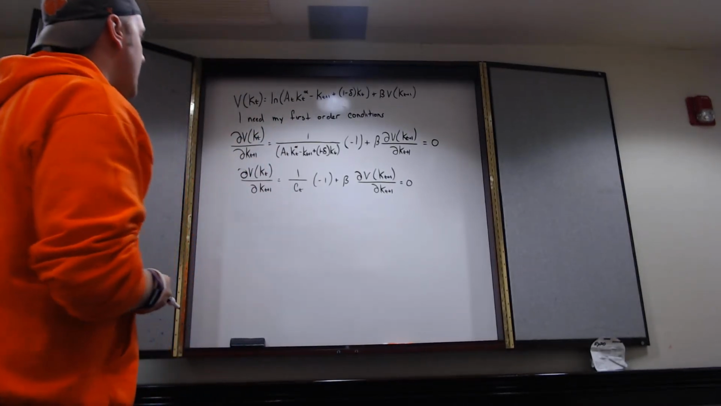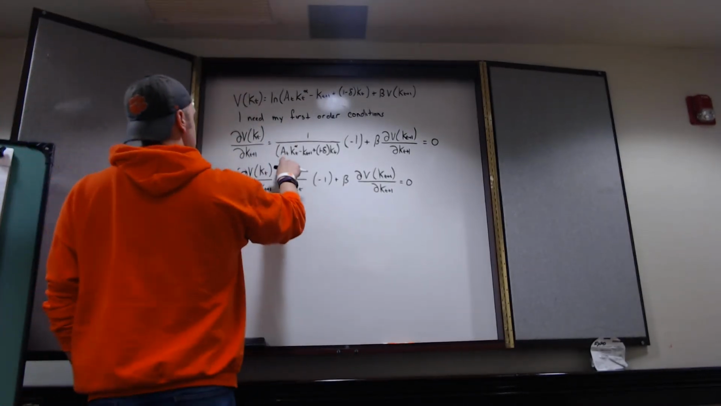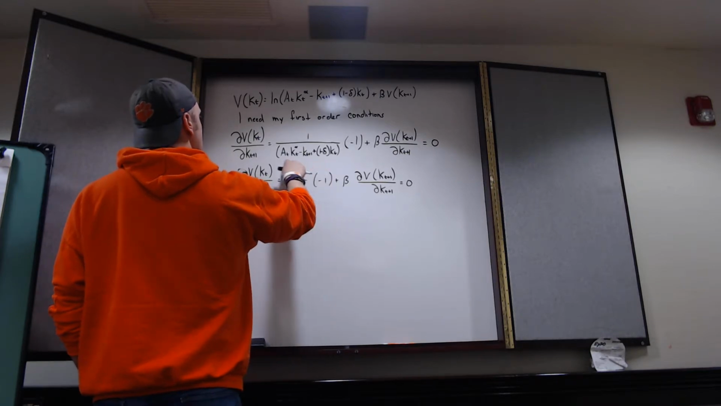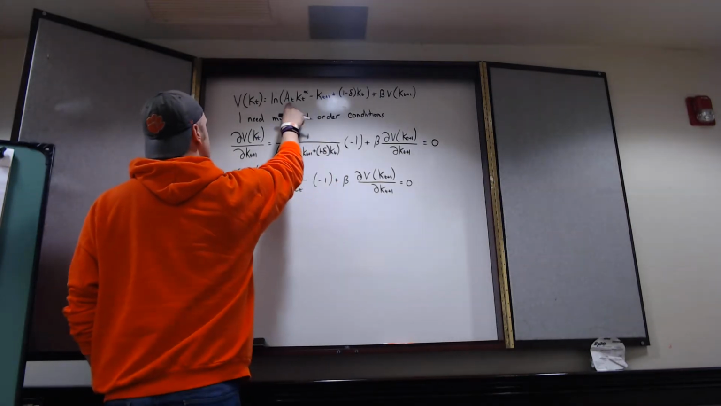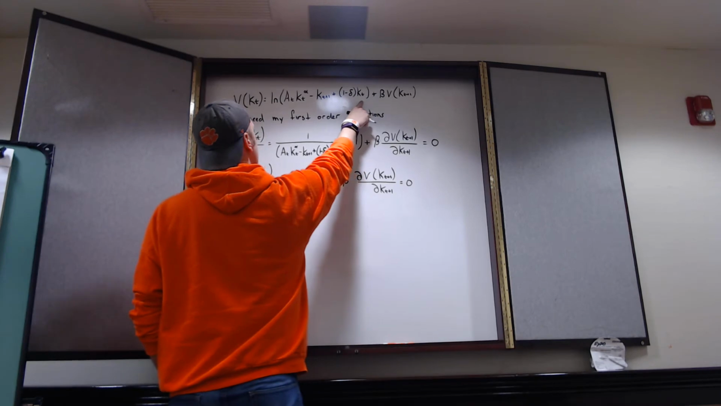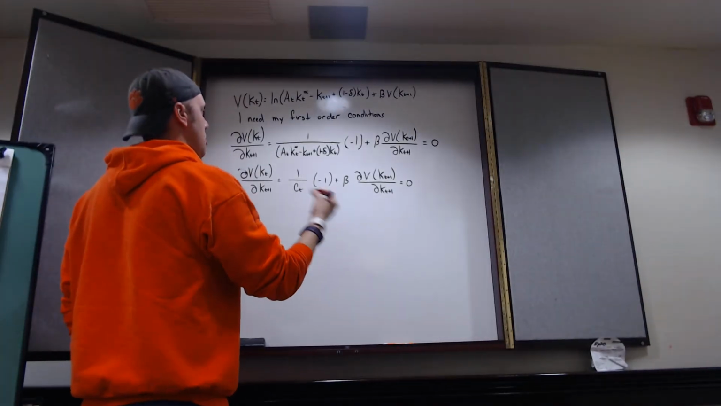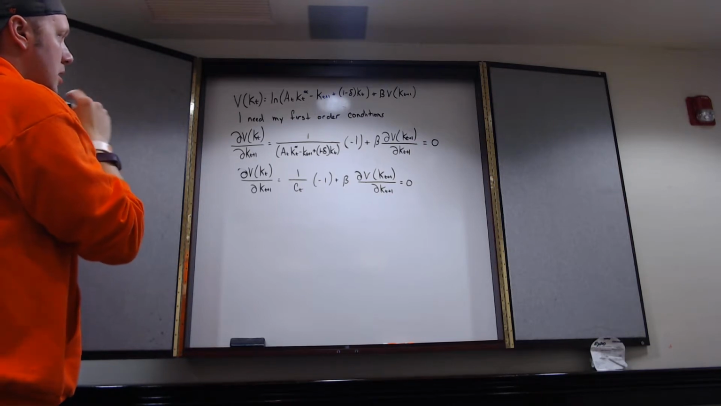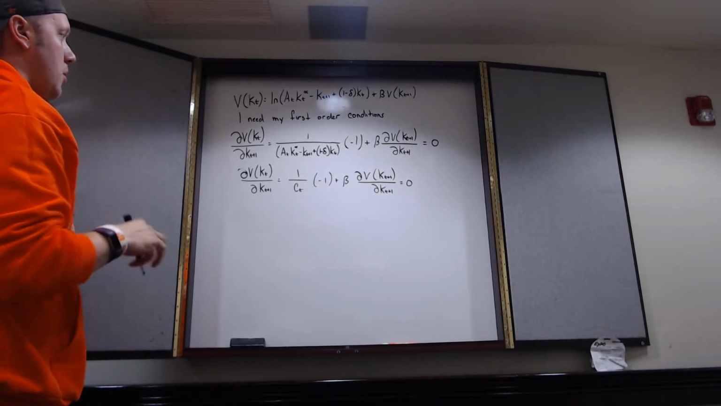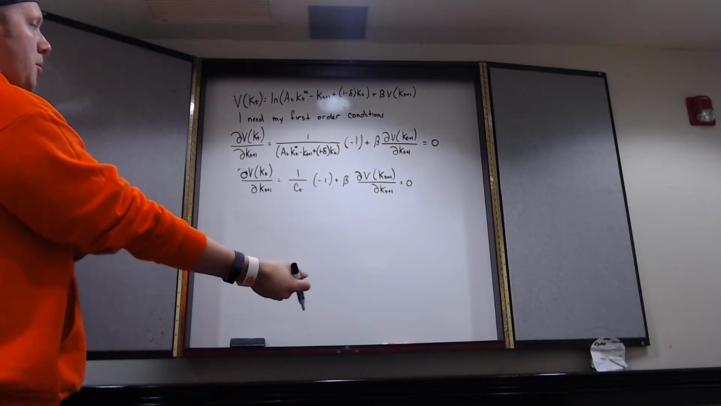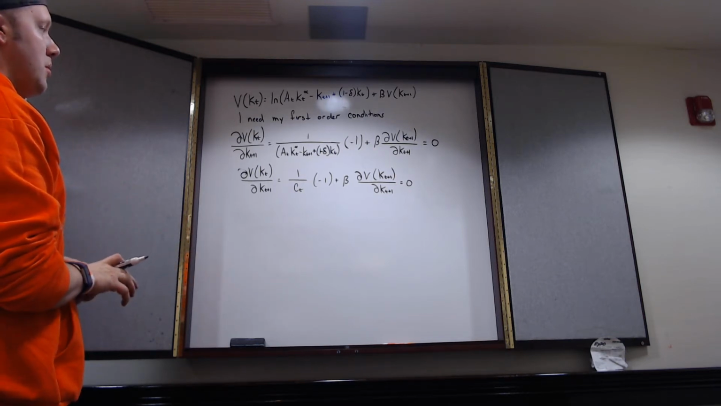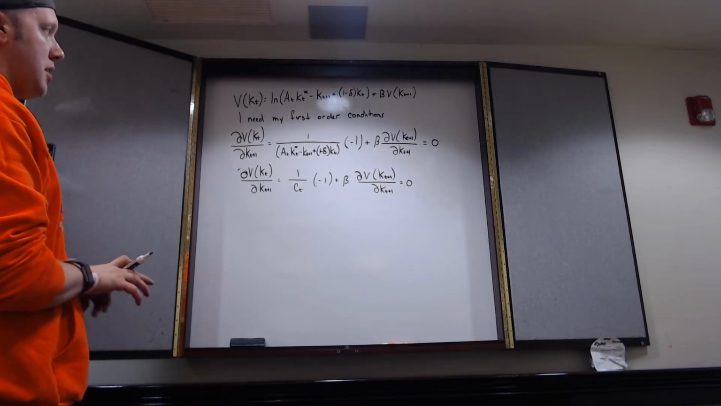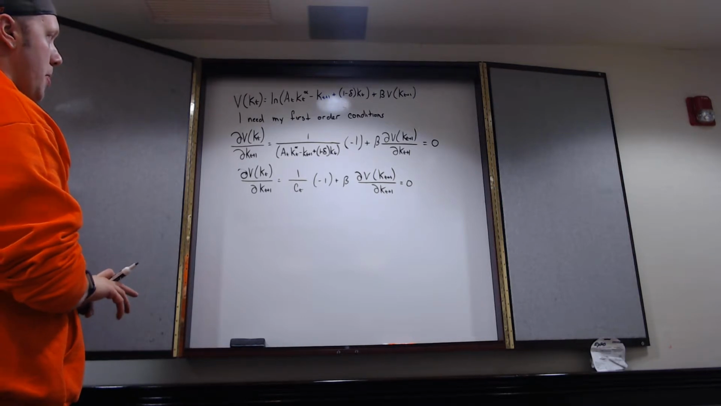So this is what I get. We recall this junk in the denominator is equal to Ct. So to shorten everything, I just substitute Ct back in there. So I've got 1 over Ct times negative 1 plus beta times the partial derivative of v of kt plus 1 with respect to kt plus 1 is equal to 0.